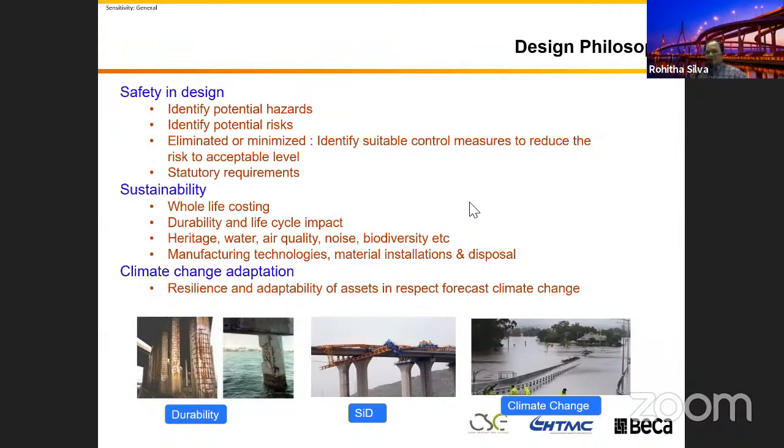And sustainability is one of the important things when you design a bridge. Whole of life cost is very important.